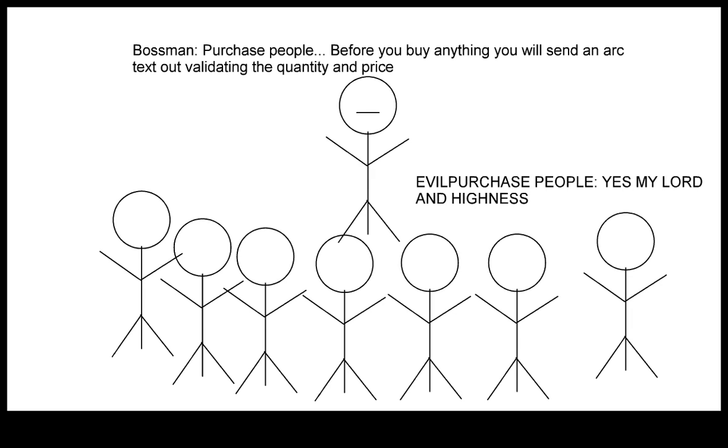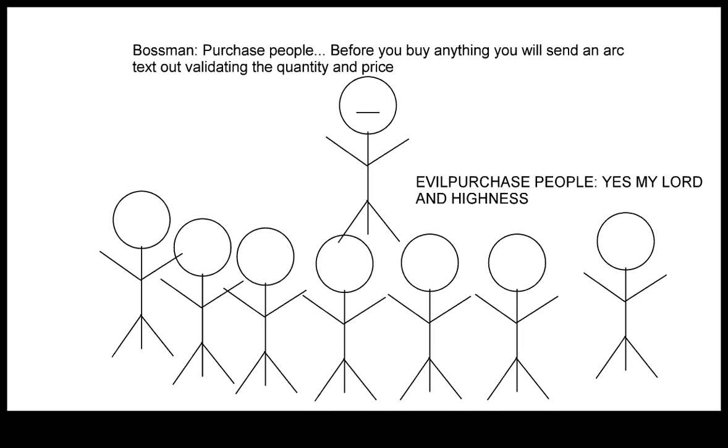Now let's go through the scenario again. Now what ARC does is I'm going to run you through exactly how our model will work. So the boss has only one power, and his power is essentially the ability to sign a check. Now he will say, before you buy anything, you have to send an ARC text validating the quantity and price. I'll show you how that works.